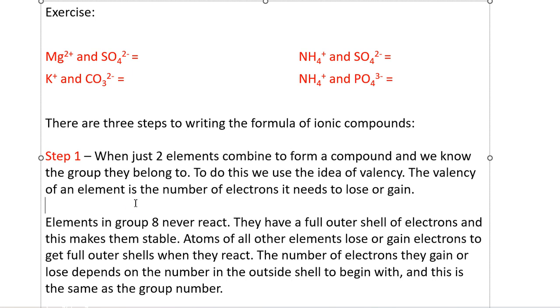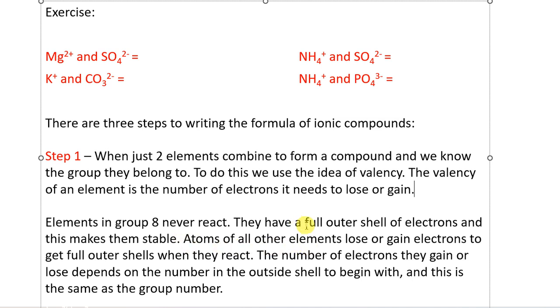Step 1. This is when we only just get 2 elements combining to make a compound. And we know the group that they belong to. There's the periodic table, always there for us to use. We can use this idea of valency. It's not always taught in schools, but it just tells us the number of electrons that something needs to gain or lose. Elements in group 8 never react. They have a full outer shell of electrons, and that makes them stable. No need to react.